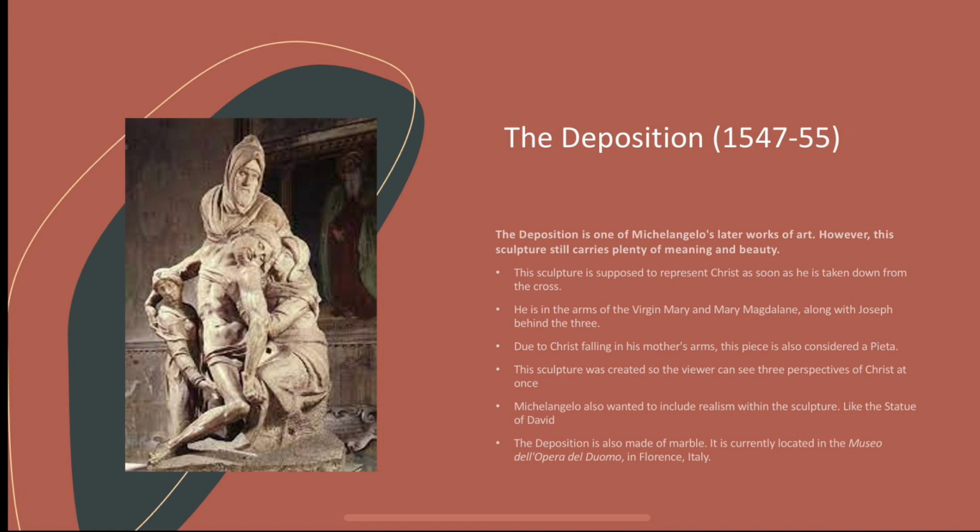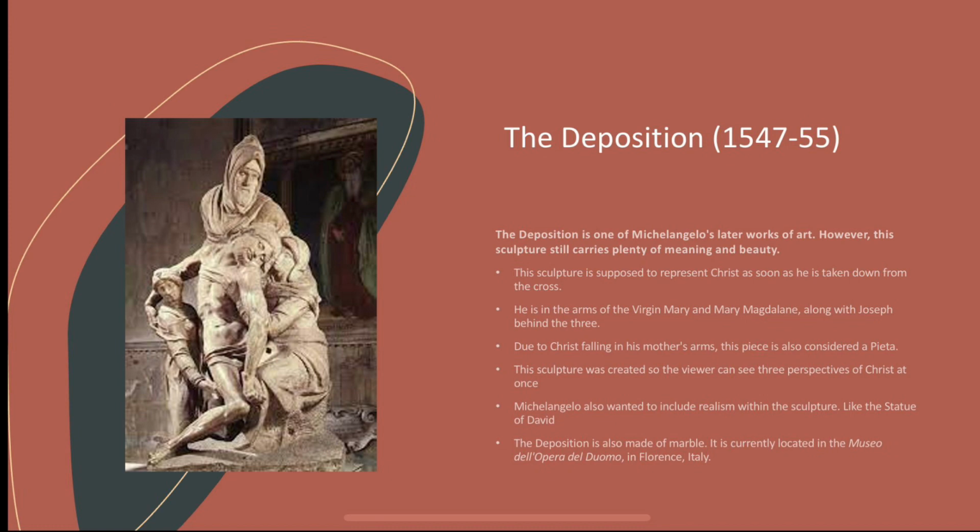The Deposition from 1547 to 1555 is one of Michelangelo's later works of art, but it is still beautifully executed. This sculpture is supposed to represent Christ as soon as he's taken down from the cross. He is in the arms of the Virgin Mary and Mary Magdalene, with Joseph behind them. This piece is also considered a Pieta because Christ is within the arms of his mother.